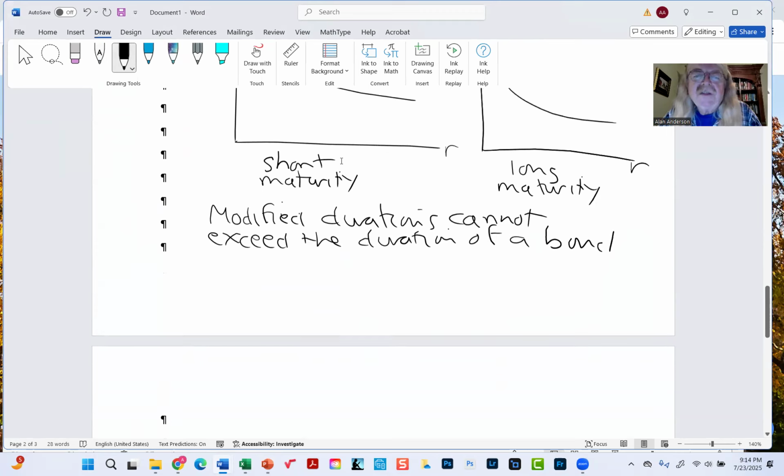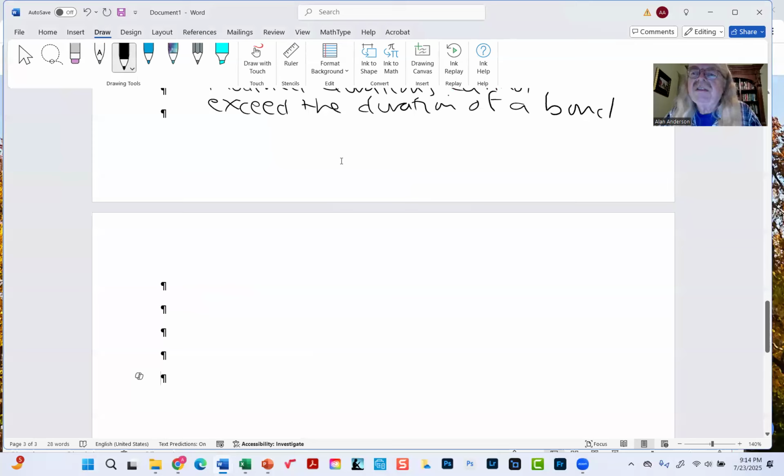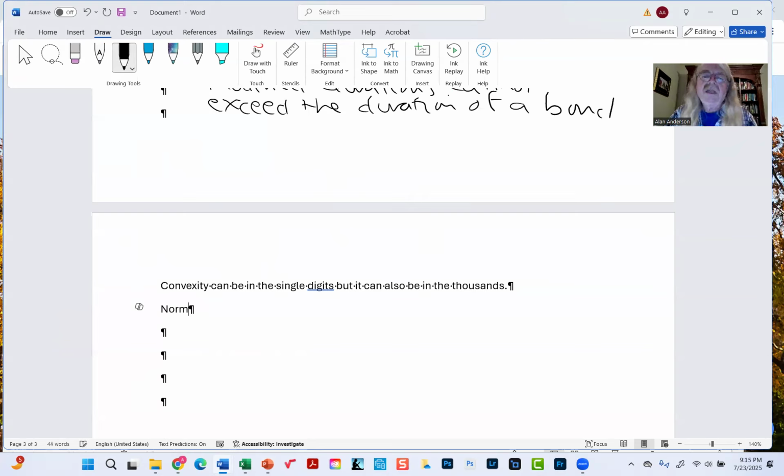The convexity is different. Convexity is a very strange measure in the sense that since you have squared terms in it, convexity can be in the single digits, but it can also be in the thousands. Okay. So in other words, the convexity measure can be extremely large, but it can also be quite small too. But either way, normally convexity is significantly larger than modified duration.